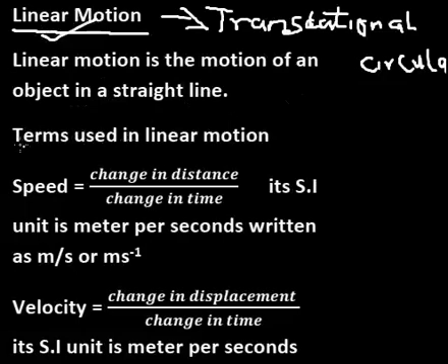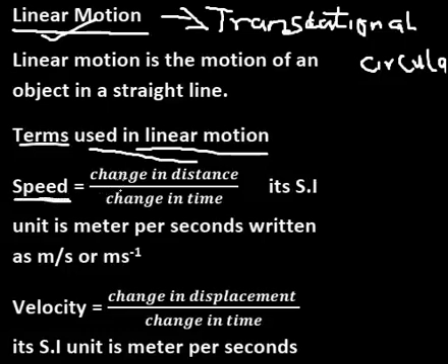Now let's look at the terms which you're going to be using in this tutorial to describe linear motion. The very first term that you use, especially when it has to do with the motion of an object, is the speed of that object. What is speed? Speed of an object is defined as the rate at which distance changes, the rate of change in distance. Mathematically, this is how you write the formula for speed: speed is change in distance over time.